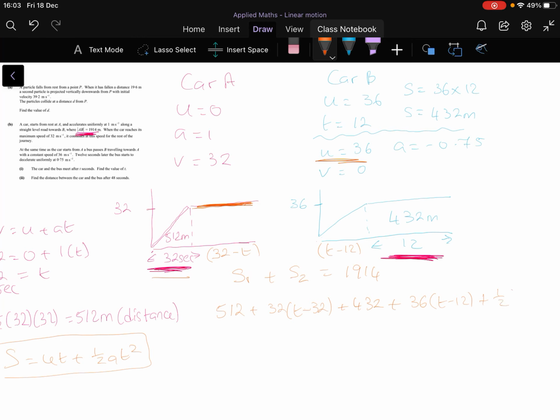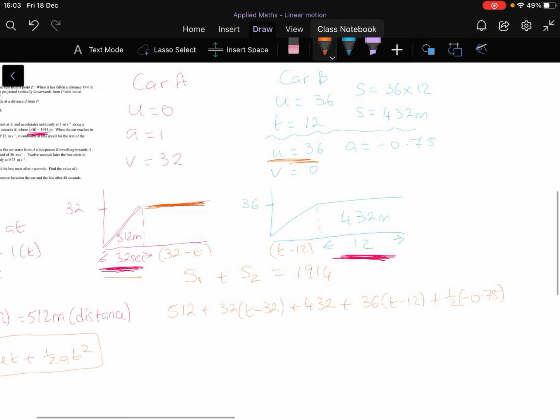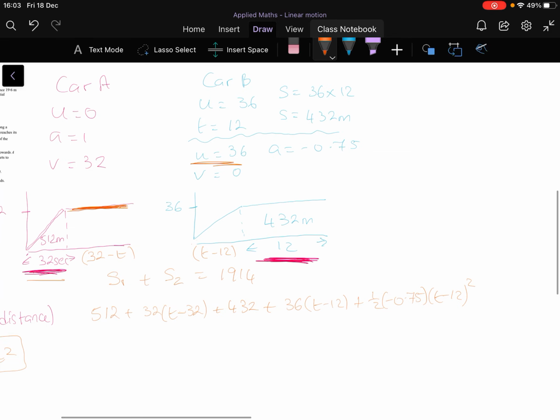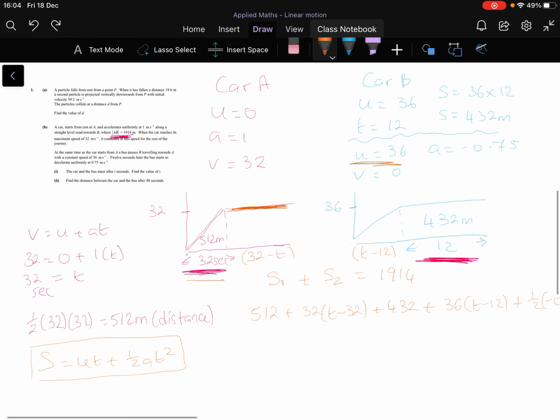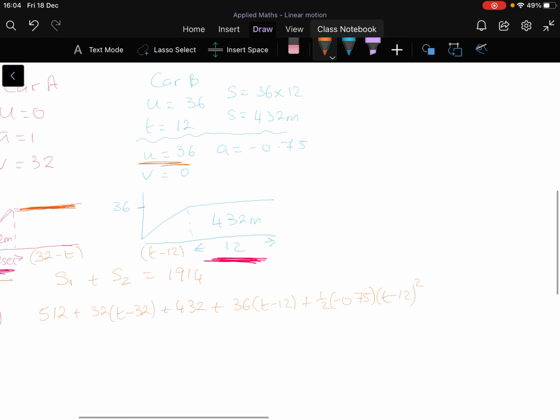Plus a half. My acceleration, or my deceleration in this case, was minus 0.75. And for my time, same as the last one, minus 12 and squared. And I know that this whole thing here should add to give me the total distance. And we know the total distance, it's up in our question here. It's equal to 1914.